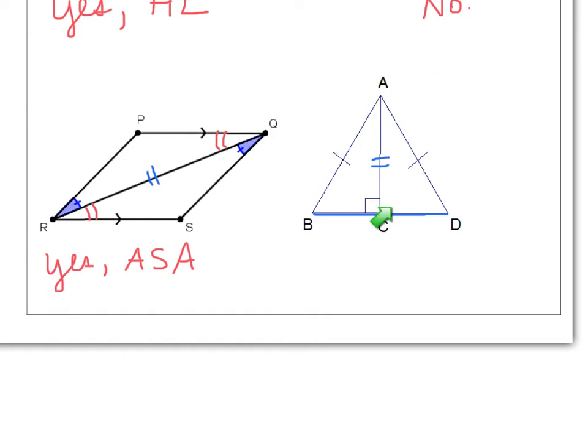And over here, since this is a straight line, which is 180, and we already have a right angle marked over here, or 90, well, this is 180 degrees. If this is 90, this has to be 90 over here also. So now we've got hypotenuse leg. Both right triangles, they've got a hypotenuse in common and a leg in common. So we're going to write yes, hypotenuse leg.